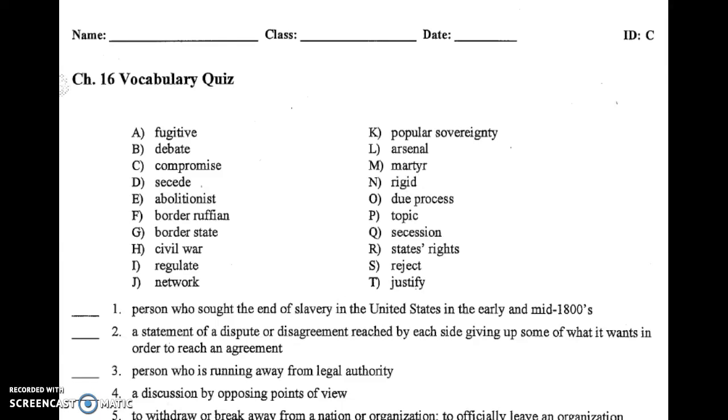Today you'll take your vocabulary quiz for Chapter 16. Make sure you put your name, your class period, and the date at the top of the page.